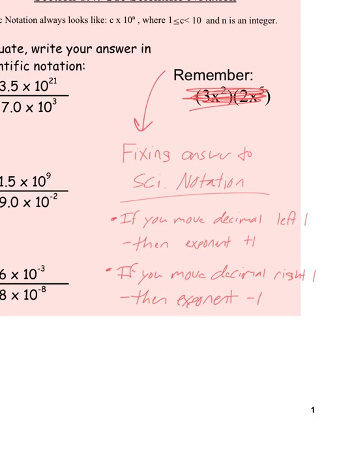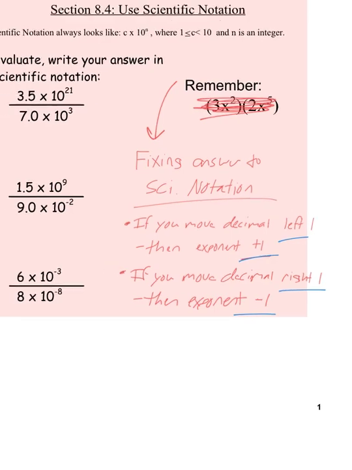We wrote this on previous slides as well, but it doesn't hurt to write it down again. Every time you write something down, it helps you remember. It helps your brain keep track of it. So it's always good to keep writing things down, you guys. If you move the decimal 1 to the left, when we're trying to fix the answer, then we've got to add 1 to the exponent, right? So 1 to the left, we add 1. If you move the decimal 1 to the right, then you subtract 1 from the exponent, okay?